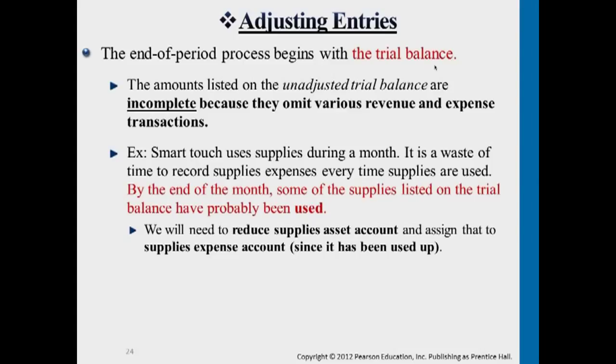Right, again, adjusting entries. What we're trying to do here at the end of the period is begin from the trial balance where we left off in Chapter 2, and we add in some of the adjustments to make that trial balance, which we usually call the unadjusted trial balance, into an adjusted trial balance form. The trial balance already captures the majority of the transactions, the ones that happen on a daily basis.